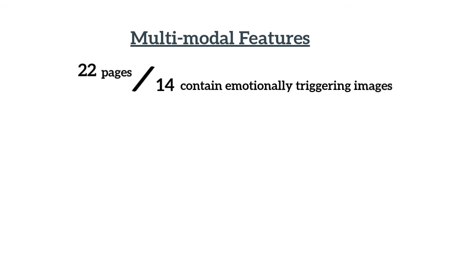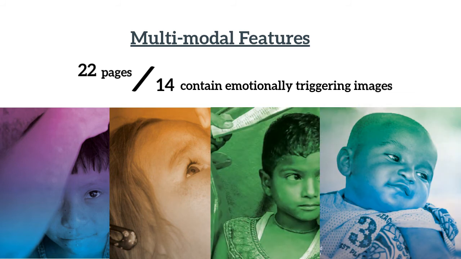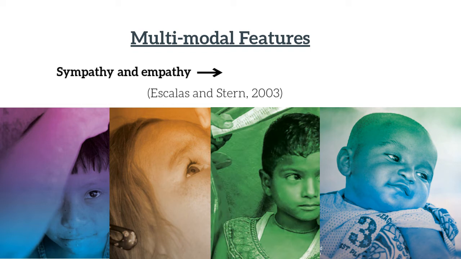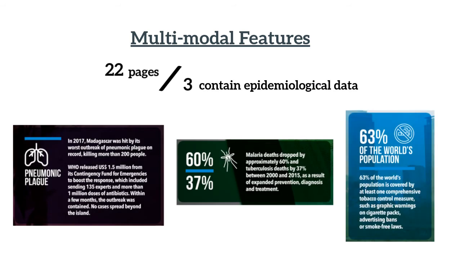Let's talk about how the multimodal features have been manipulated to promote the character and motives of the World Health Organization. Of the 22 pages, 14 contain an emotionally triggering image of a young child who is supposedly in need of support. The audience is then subjected to feeling sympathy and empathy, which according to Escalas and Stern is a direct method of increasing the positive attitudes towards an advertisement. However, only 3 pages contain epidemiological data to determine the true need of support.